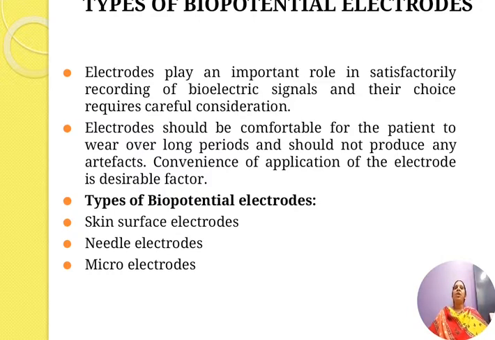The three basic types of biopotential electrodes more commonly used are skin surface electrodes, needle electrodes, and microelectrodes. Before studying the details of the different types of electrodes, let us understand how this potential is generated, how this electrode works, and how its interface behaves.